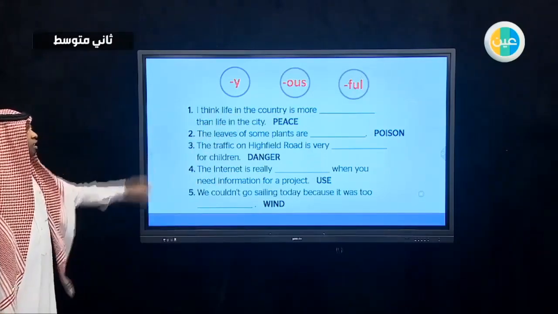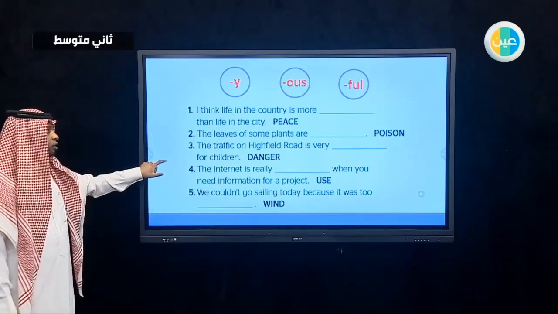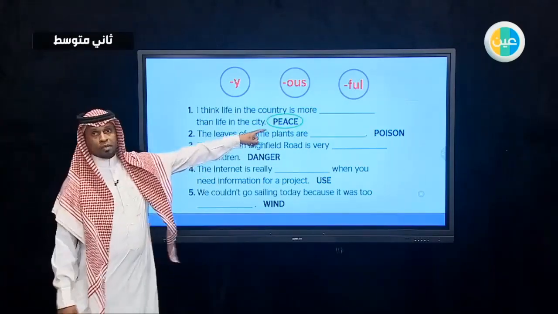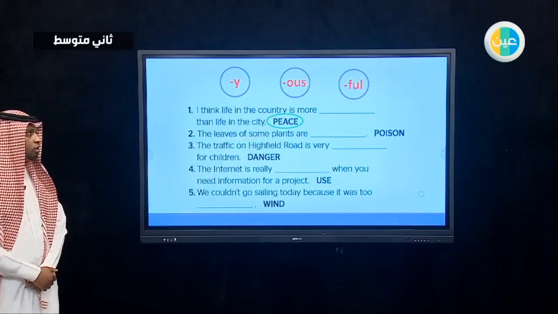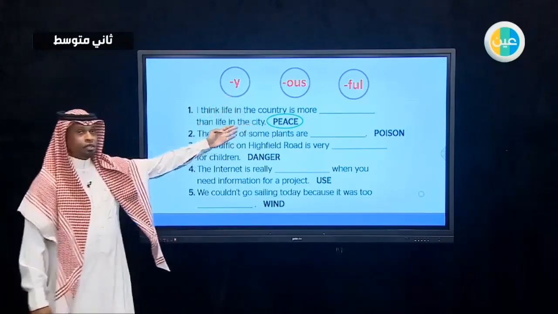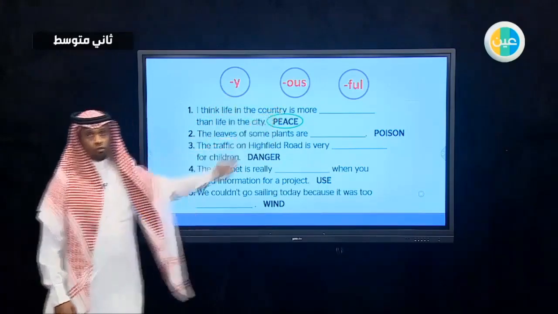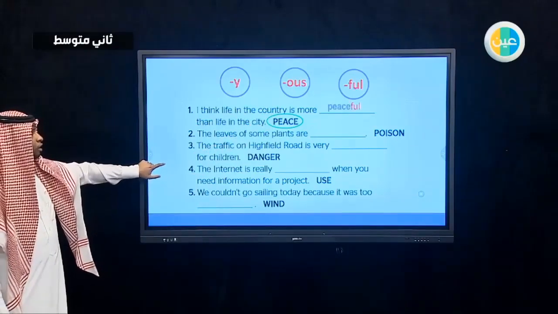Now the first one, I think life in the country is more, what do you think? What do you think about the word peace? This is a noun. How can we change it into an adjective? Can we say peacey, peaceous, or peaceful? What do you think? Excellent. Peaceful. Good.